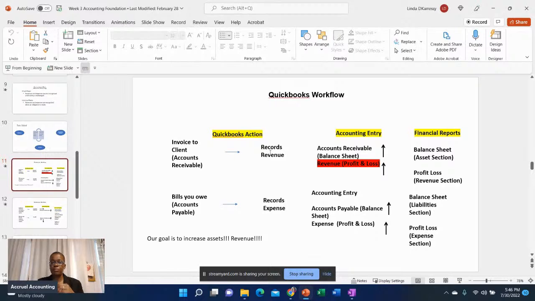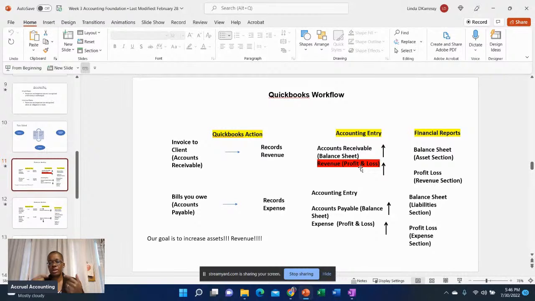In accounting, you need two sides. You need an account to debit, and you need an account to credit. If you see on the right-hand side, it's going to increase accounts receivable because you have invoiced a client, and it's also going to increase revenue. Once again, there's no cash transaction. Accrual basis is just recording obligations when those obligations are agreed upon. So that's what accrual accounting is.